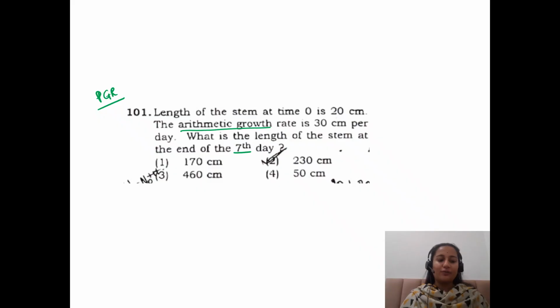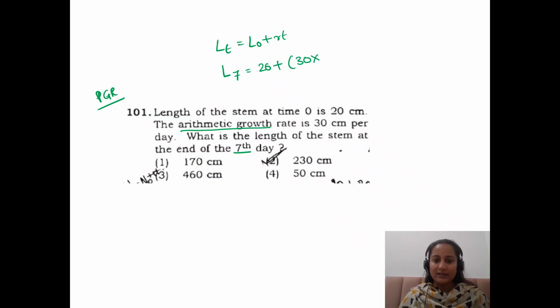First we need to know the formula of the arithmetic growth, that is Lt is equal to L0 plus rt. So Lt, the total growth, the length that will be seen on the 7th day is equal to initial 20 centimeters plus 30 centimeters arithmetic growth seen within the days of 7. So 20 plus 30 into 7 is 210, which is equal to 230 centimeters. So the answer will be 230 centimeters.